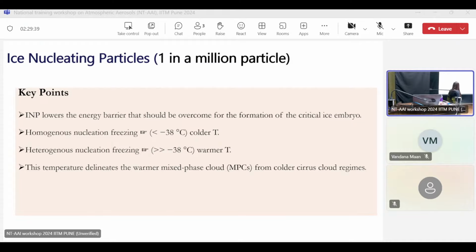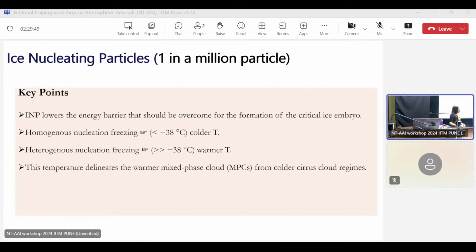So basically, what happens is that the MPCs, the mixed phase clouds, are thermodynamically unstable, and most precipitation in clouds initiates through the ice phase. So that's why INP is very, very important. A main characteristic of an INP, to be very specific, is that the particle must be insoluble to provide a solid surface on which the ice germ forms.